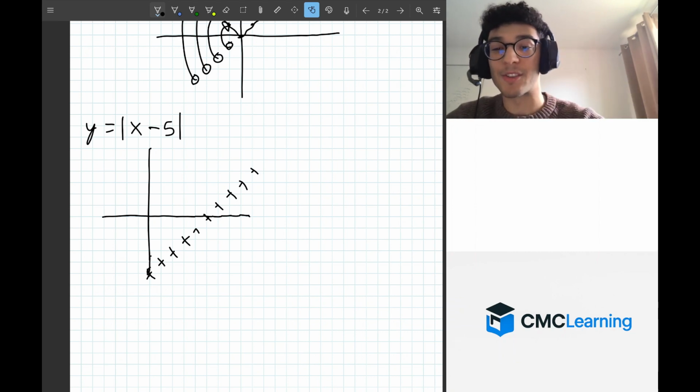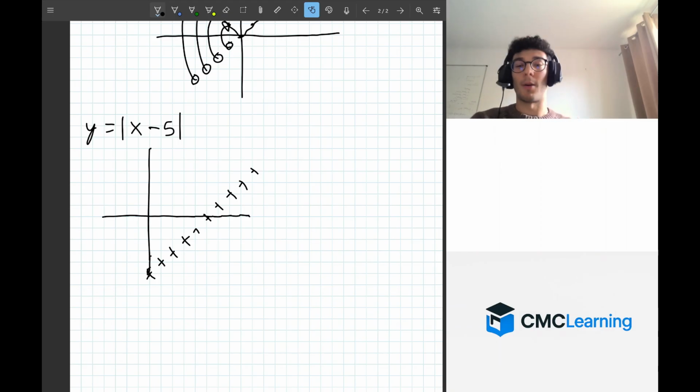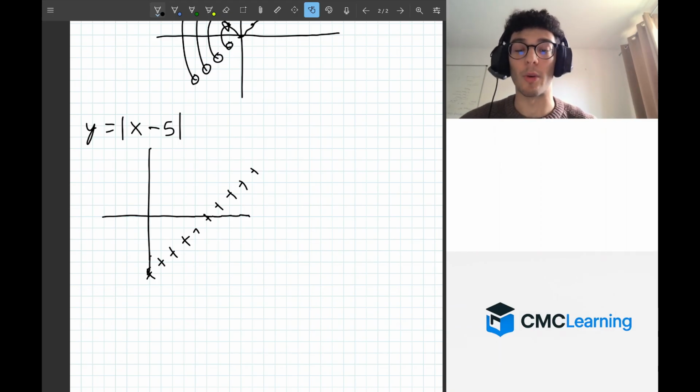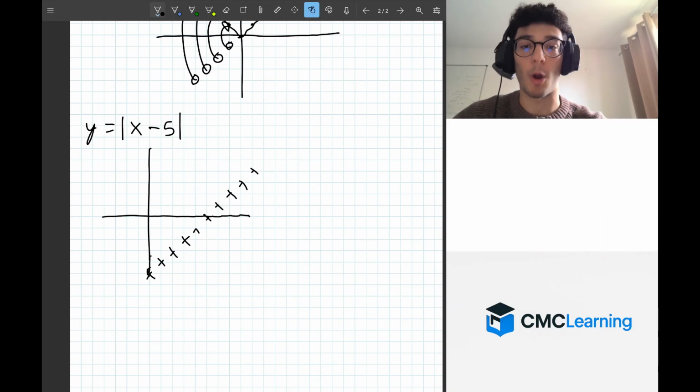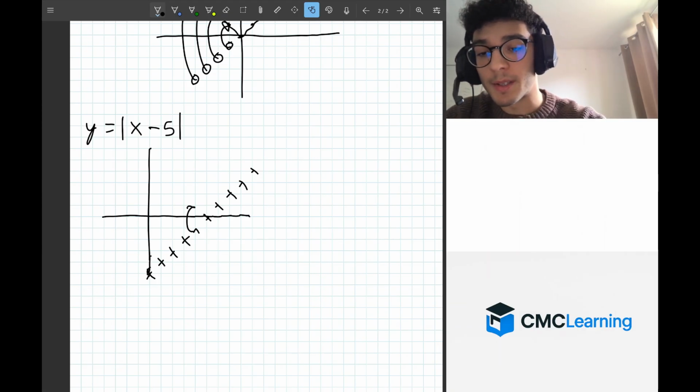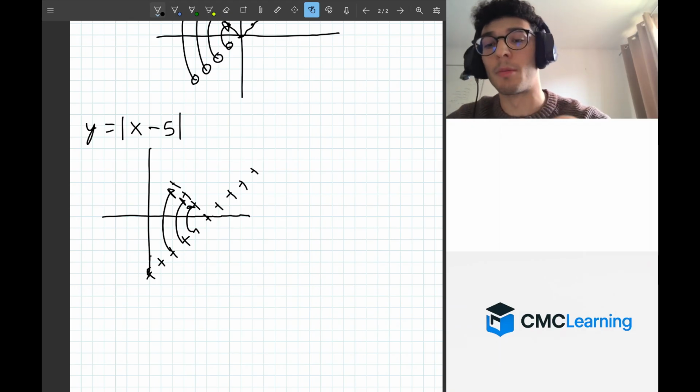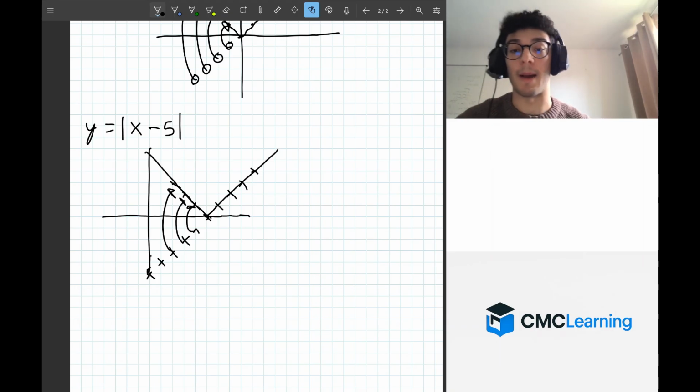We now need to pay attention to this modulus. So remember, we're multiplying essentially all of these negative y values by negative 1. So that's flipping all of these up into essentially the positive y value. If we were to plot a line through here, this is what we would get.